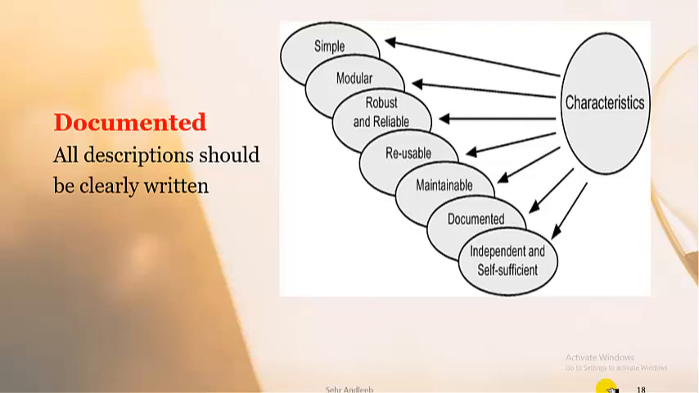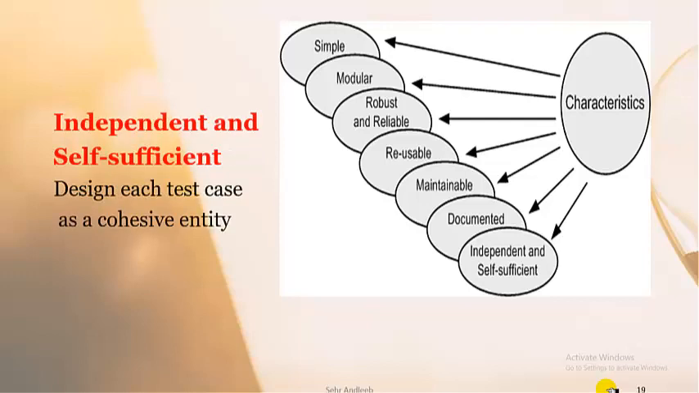So now it's the last one, that is independent and self-sufficient. Independent and self-sufficient means that a test case should be self-sufficient and it should be independent of the other test cases. So you should design each and every test case in a way that it is cohesive in nature, right? But you should make sure that one test case is independent of the other test case, because if they are dependent, it means that one test case cannot be run without the other one. So it is not a good approach.